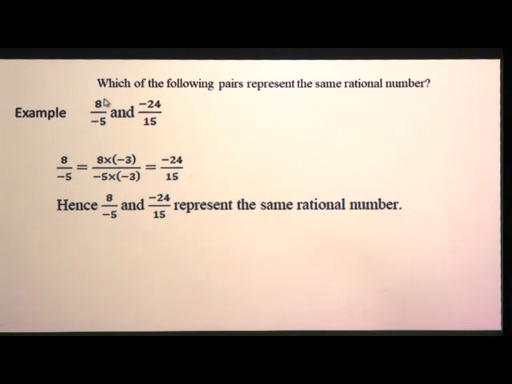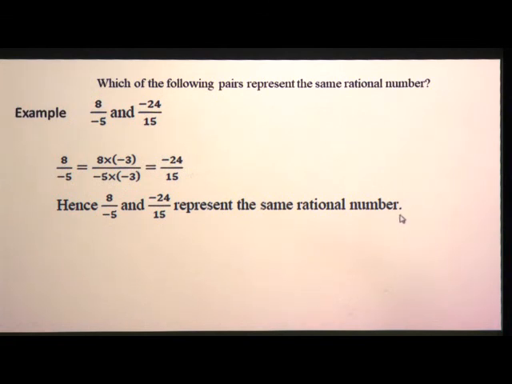So, what we have done? To one of the rational numbers given in the pair, we tried to find an equivalent to the other rational number. So, we multiplied the numerator by minus 3 and we multiplied the denominator by minus 3. So, we got the rational number minus 24 upon 15. Hence we can say that 8 upon minus 5 and minus 24 upon 15 represent the same rational number.